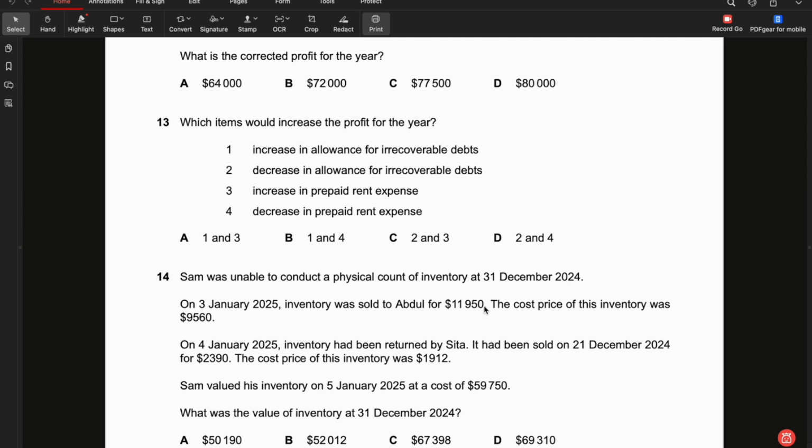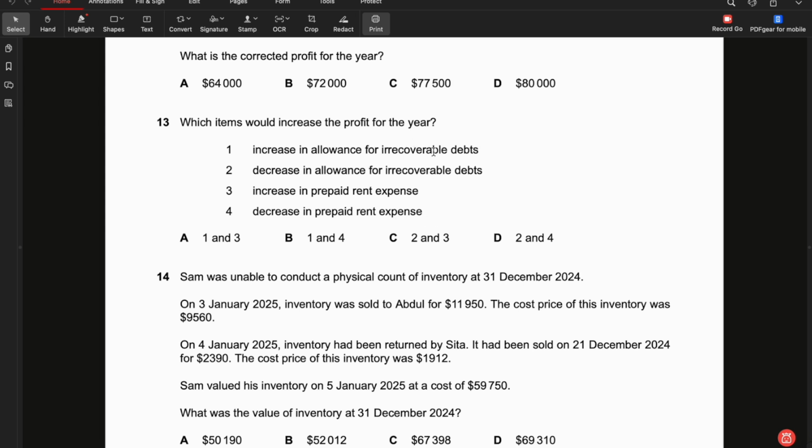Number 13, which item would increase the profit for the year? Number 1, increase in allowance for irrecoverable debt; 2, decrease in allowance for irrecoverable debt; 3, increase in prepaid rent expense; and 4, decrease in prepaid rent expense.